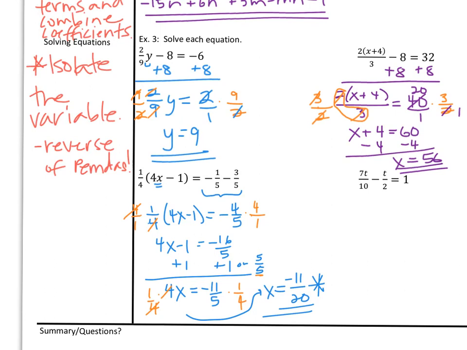negative 11/5. Last but not least, I had to get rid of that coefficient of 4, and since there's a fraction on the right-hand side, I wanted to keep a fraction on the left-hand side. I multiplied by 1/4 instead of dividing by 4. And I ended up with negative 11/20. All right, let's try this last one. We want to get t by itself, it looks like.